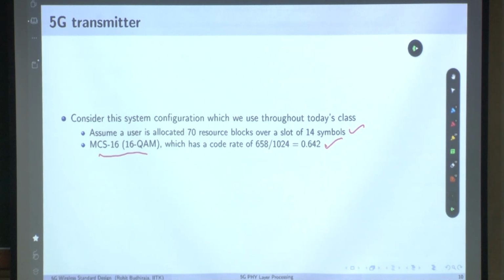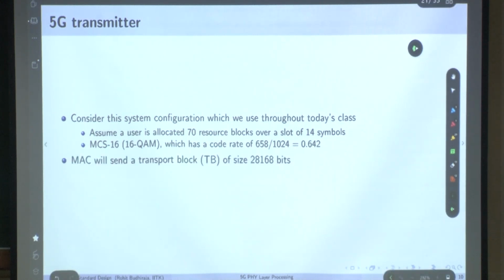We are only recapturing whatever we have done, okay. So depending on this assignment, MAC will send a transport block of this many bits. This transport block size needs to be calculated, and the MAC layer does that. Where does the intelligence sit? In the MAC layer, okay. And the formula to calculate this is exactly defined in the standard, so the MAC layer should know, okay.